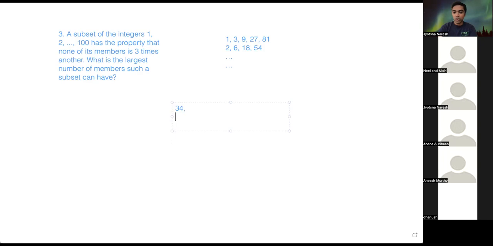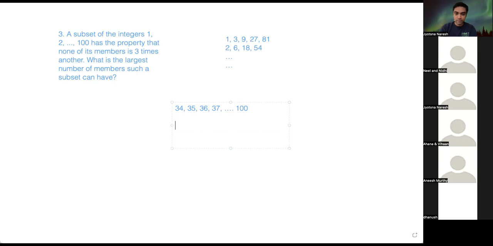But if I look at 34, 34 times 3 is 102, right? That's above 100. I don't need to worry about that. So I could start off saying, instead of looking at non-multiples of 3, let's start with all numbers from 34 or higher: 34, 35, 36, 37, up to 100. Is this set allowed?